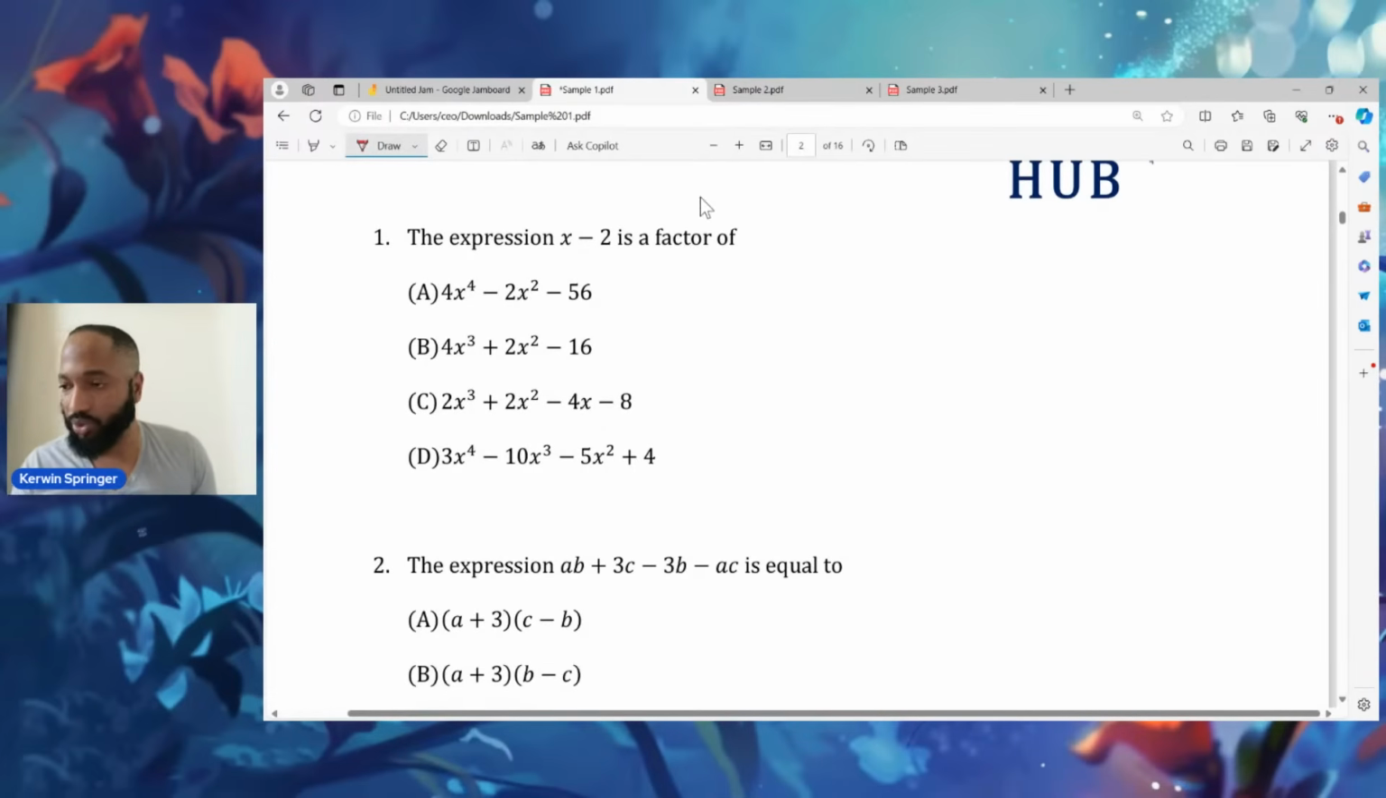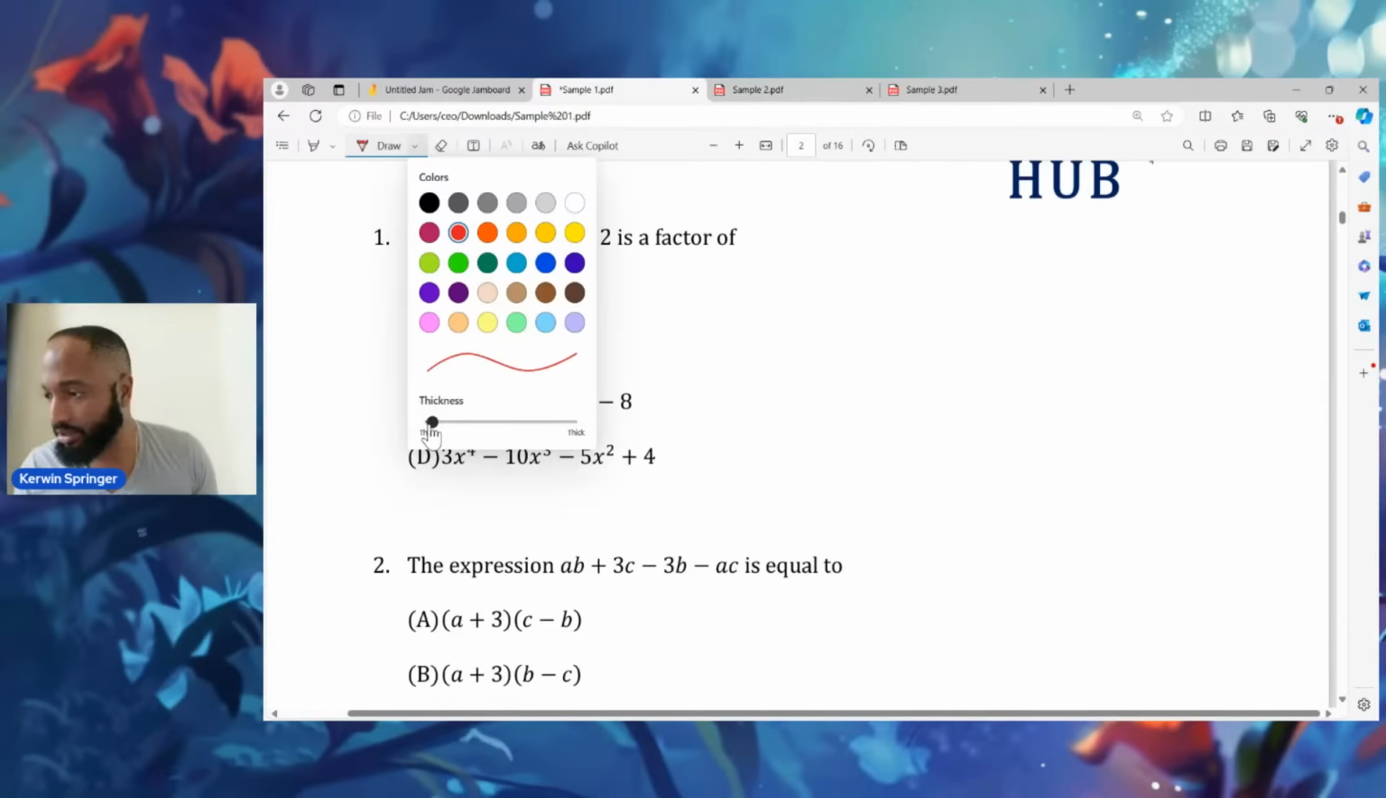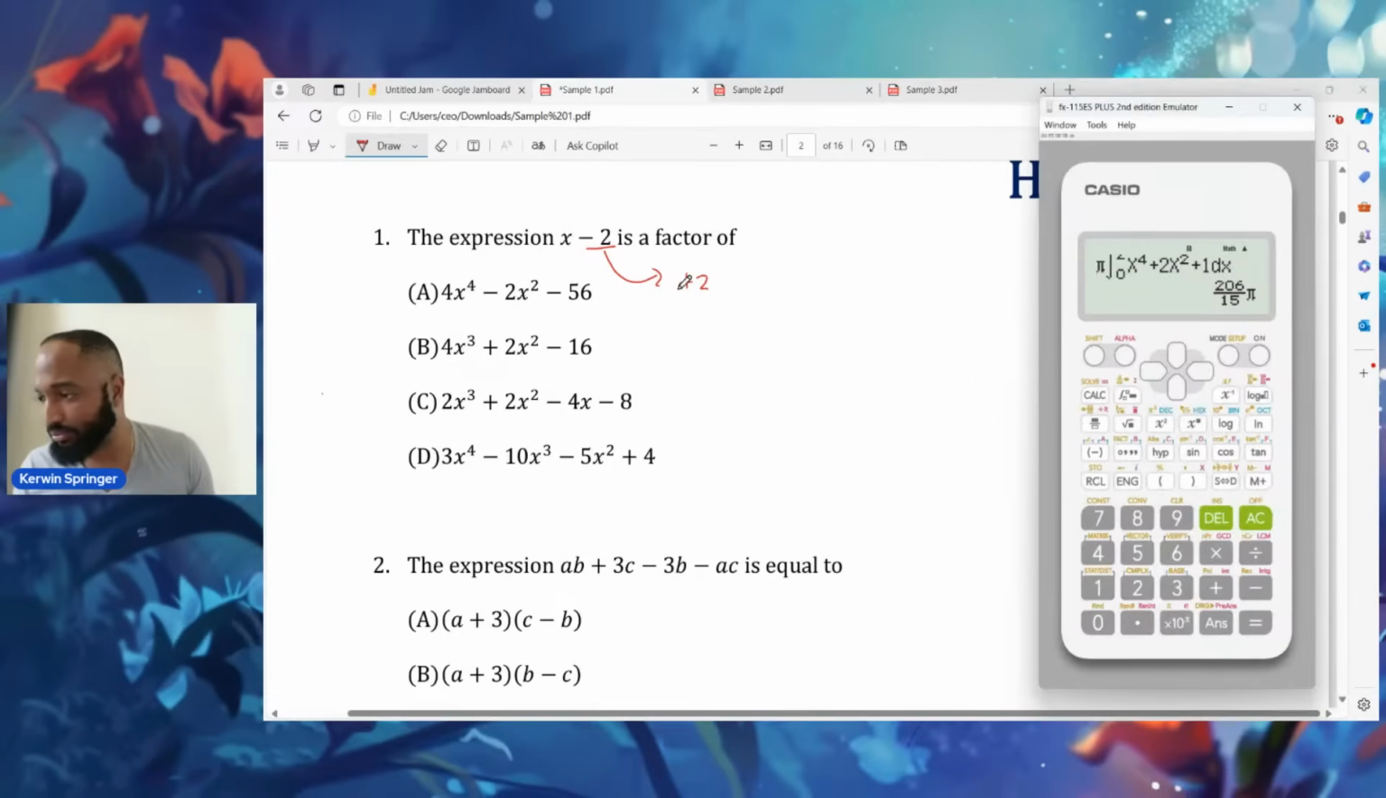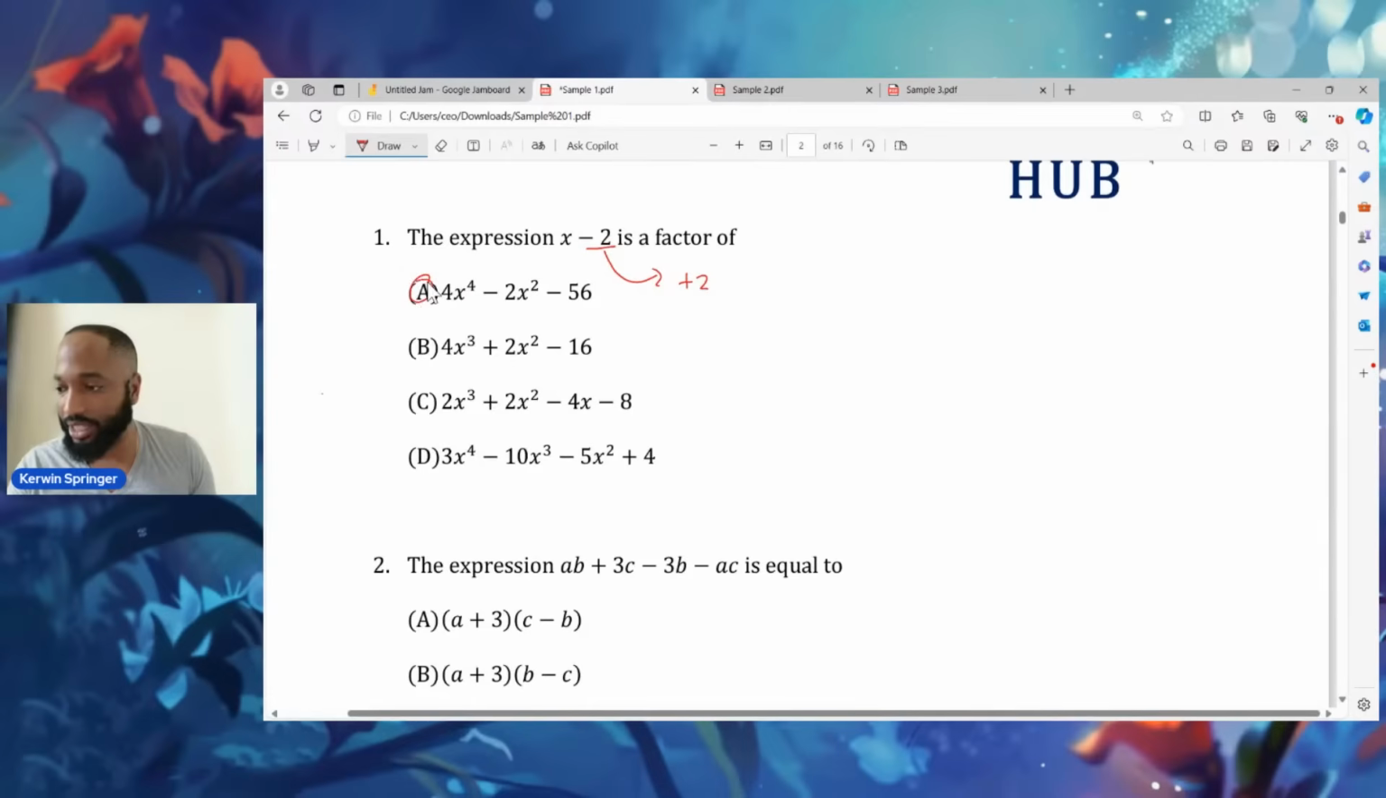The expression x minus 2 is a factor of, well, we know we need to substitute +2, according to the factor theorem, in all of these. So the best bet is to just use your calculator to quickly put +2 in all of these. So it'll be 2 to the power of 4 by 4, which is 16, minus 2 by 2 to the power of 2, which is 4. Y'all understand what I'm doing? Minus 56. And I get 0 one time. So A is indeed the answer.